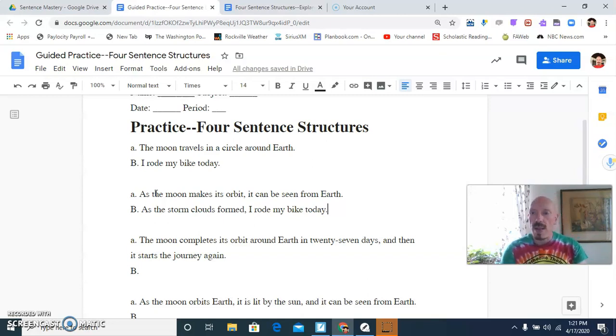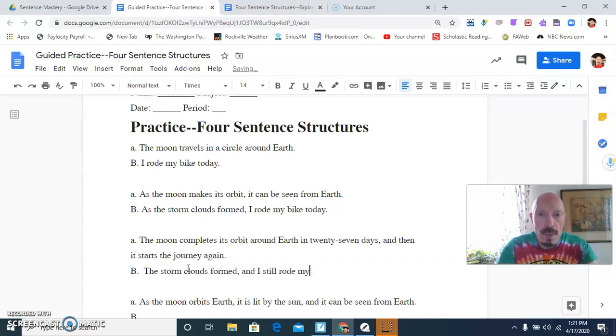You don't have to reinvent the wheel as you do this exercise. Here, we have a complex sentence. Sorry, that's a complex sentence. This is a compound sentence. I need to label these. I'll do that before I post it. This is a compound sentence. Well, I'm going to say, the storm clouds formed. Notice I didn't include the subordinating conjunction, comma, and I still rode my bike today.